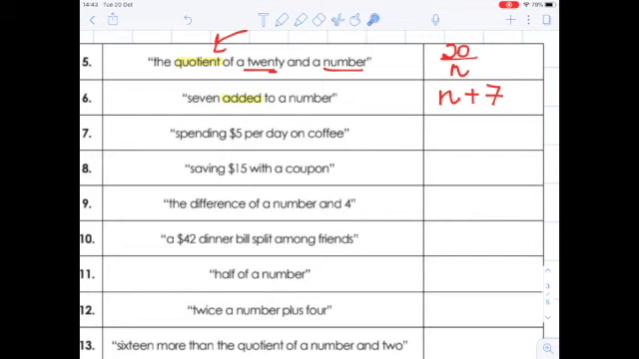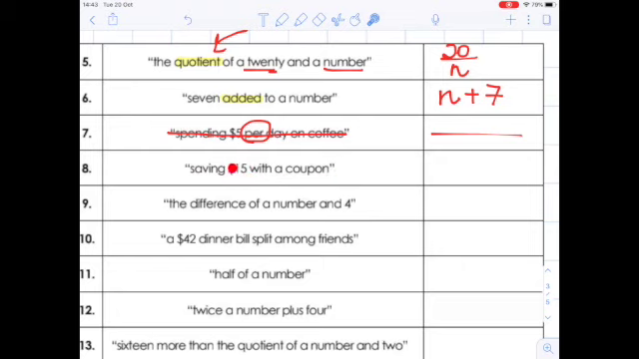Number 7 over here, I don't want us to do, because with this word "per" it gets a little bit tricky. Sometimes it's multiplication, sometimes it's division, so I want to leave number 7. Don't worry about it. Number 8, we have saving $15 with a coupon.